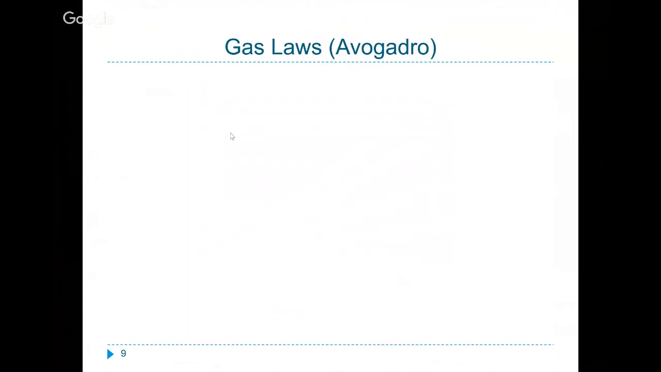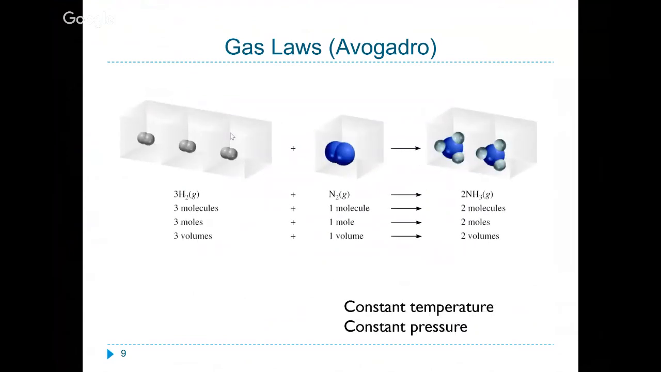The last law that we're going to look at is Avogadro's law, which we know he studied moles. So if I look at this equation here, this reaction, so 3 moles of hydrogen react with 1 mole of nitrogen to produce 2 moles of ammonia. Moles and volumes are directly proportional to each other, so we can look at this as well as saying we have 3 volumes of hydrogen plus 1 volume of nitrogen to yield 2 volumes of ammonia.